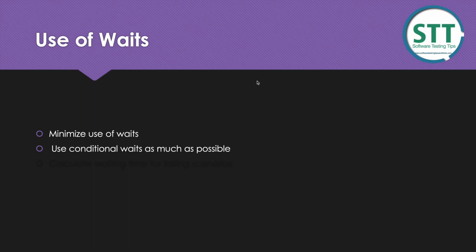The second thing is use conditional waits as much as possible. If you are waiting for some element, or you are switching to a page, don't put a static wait for the element to appear. Whenever that element appears, your automation starts again.